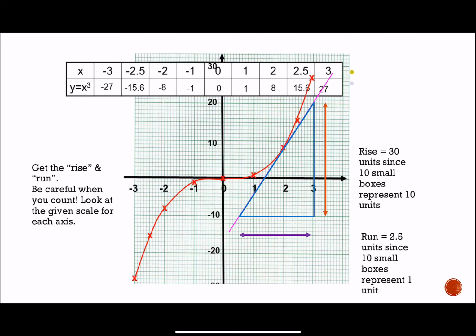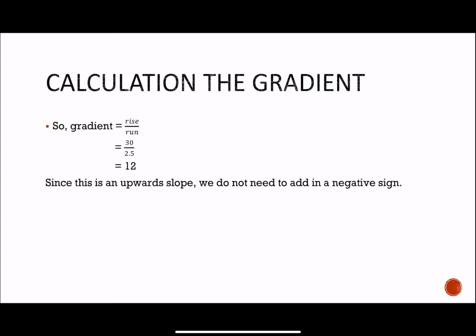To find the gradient, we just use rise over run. So we have 30 divided by 2.5. Our gradient is actually going to be 12. Since this is an upward slope, we do not need to add in a negative sign. So there you have it. This is how we find the gradient of a tangent line.